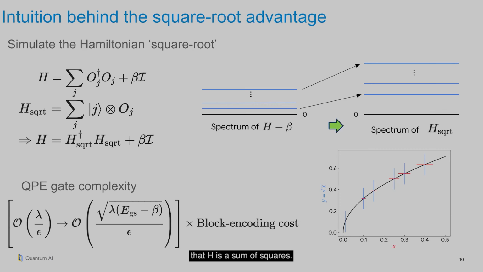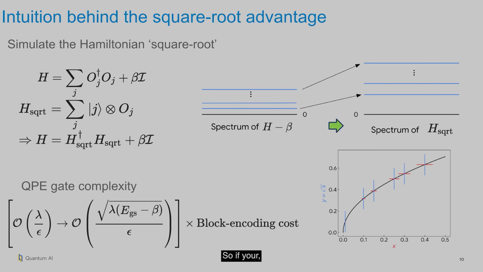It so happens that if H is a sum of squares, you can define a certain Hamiltonian square root of this Hamiltonian. It is not a Hermitian matrix, it's a rectangular matrix. What's nice about it is that if you square it, you recover the original Hamiltonian. And what's cool about this square root is that the singular values of the square root are going to be the square root of the singular values of the original H.